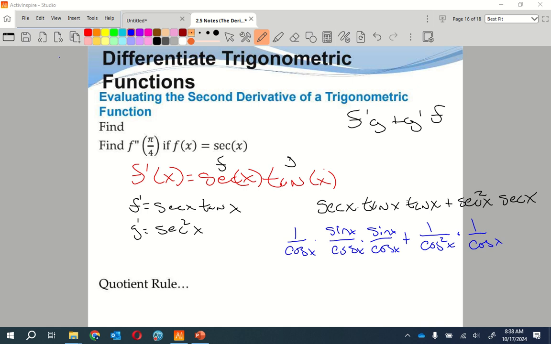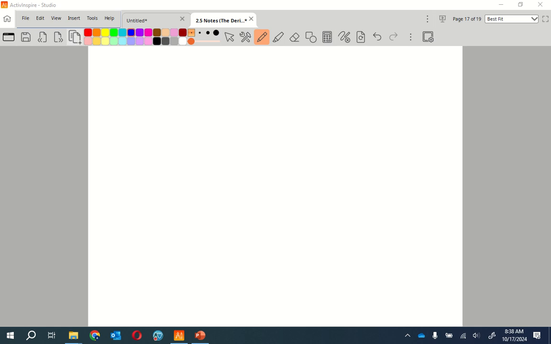That turns into sine squared over cosine cubed. And over here, do I got cosine cubed again? Yes, I do, because I have a common denominator. Okay, so I'm going to take this over to the next page. So sine squared plus 1 over cosine cubed. There you go. So this is my second derivative.